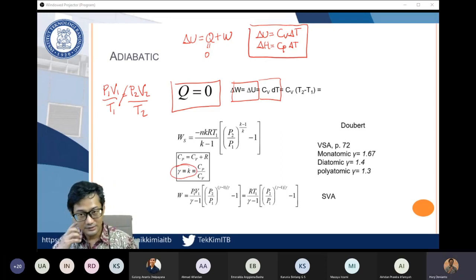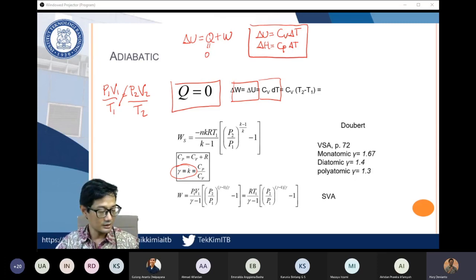What is the meaning of gamma itself? By definition, remember, Pak always emphasizes that when you have three stripes, like an equal sign with three lines, it means definition. The researchers and scientists who understand thermodynamics in detail already gave this kind of definition to make the calculation much easier. So gamma, or K, by definition is Cp over Cv.